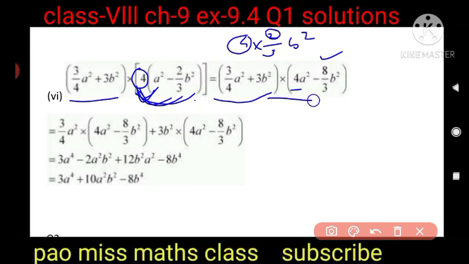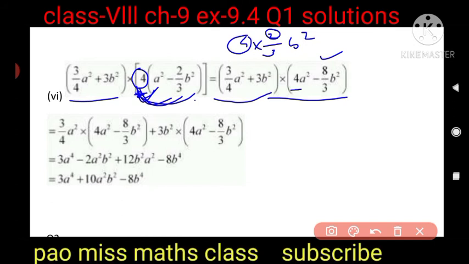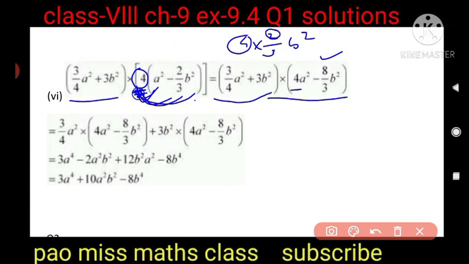Now we are getting, because here it was one binomial and one monomial, isn't it? 4 is a monomial, only a single term, because monomial multiplies with binomial. So we have to solve this first. So what we got? We got this.